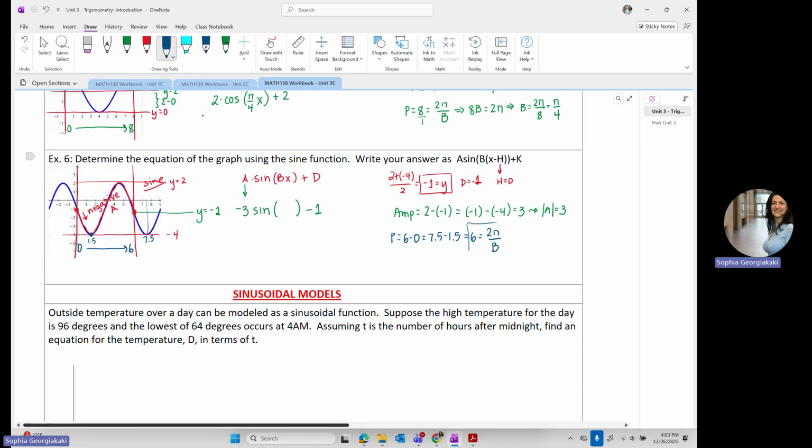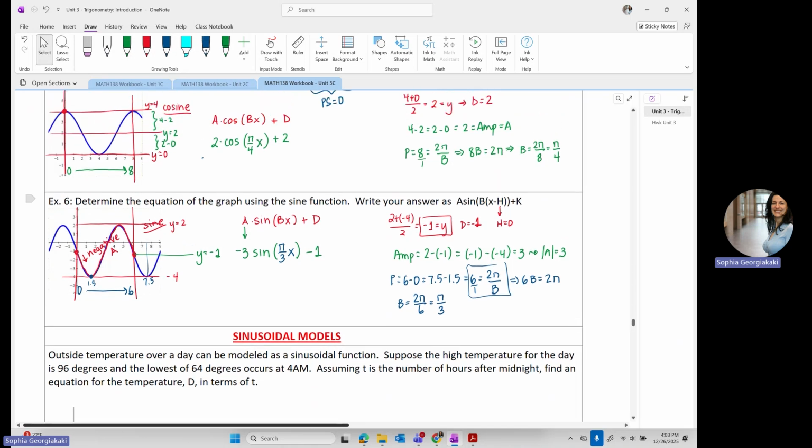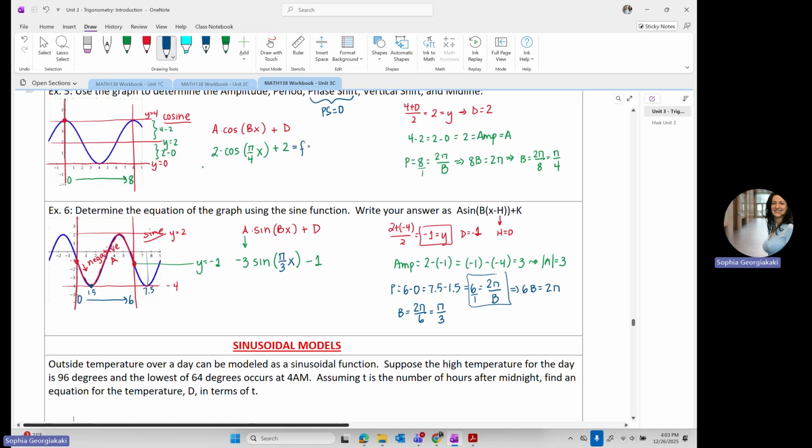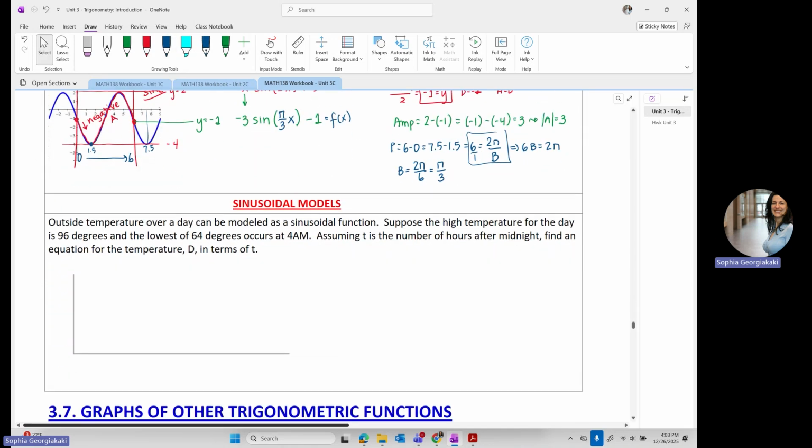So I need to solve this equation for b. I'm going to multiply by b. 6b is 2 pi. And divide by 6. B is 2 pi divided by 6, or pi thirds. So here I will have pi thirds x. So this is my function. My function is, and again, don't write just an expression, write that equal to f of x, right? This is equal to f of x. My function is -3 sine of pi thirds times x minus 1.